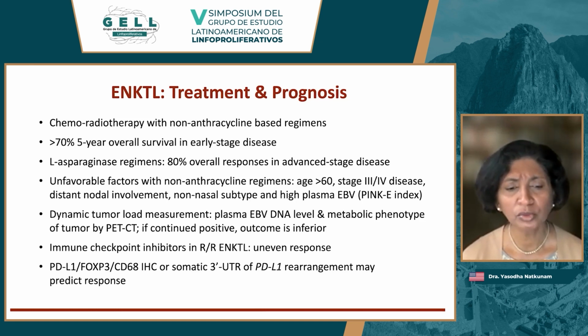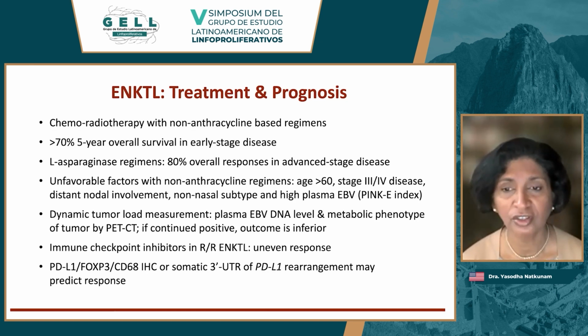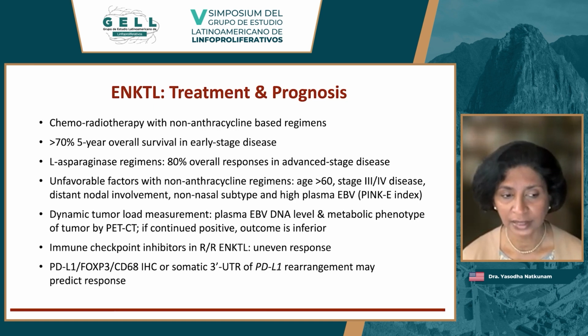Now, dynamic tumor load measurements are also done to monitor patients on treatment, and plasma EBV DNA level and a metabolic phenotype with PET-CT is often used to monitor progress. If there is continued positivity by these measures after the initial chemotherapy, the outcome tends to be inferior. And as I have already told you, this lymphoma is aggressive and it can very rapidly progress and disseminate.